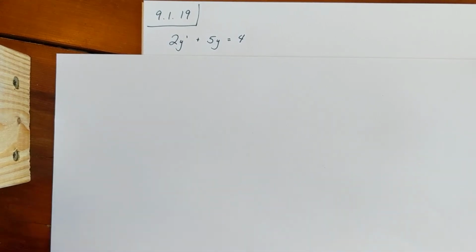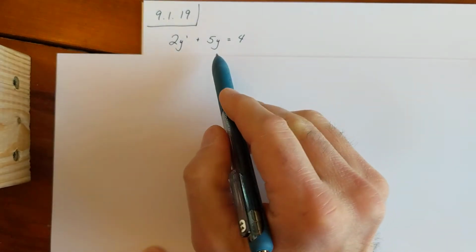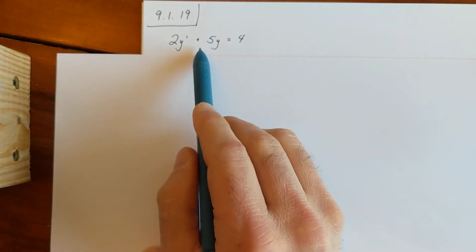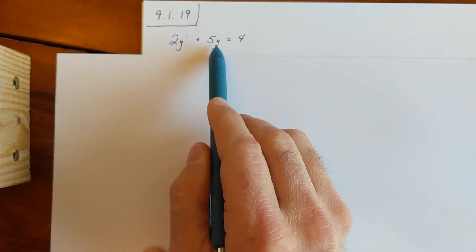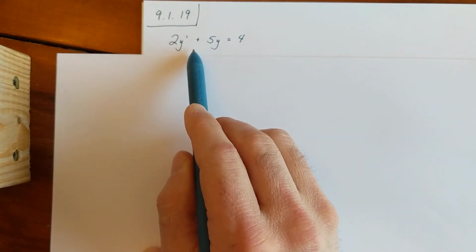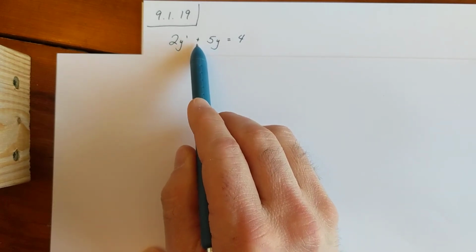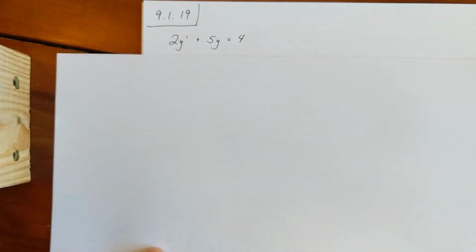9.1, number 19. Differential equation here, 2y prime plus 5y equals 4. Again, kind of a weird one because we see a lot of addition and subtraction here. And you have a y term here on the left side, which seems like a good deal. But because that's addition, this is actually a pretty difficult problem. So the first step we're going to do actually seems counterintuitive.